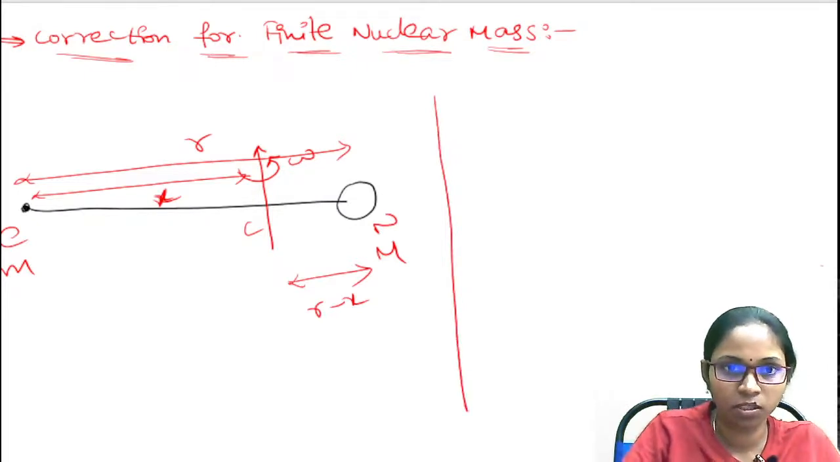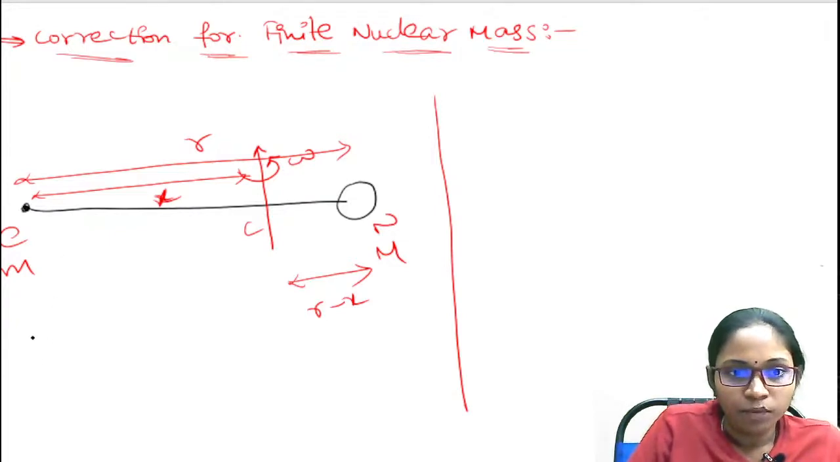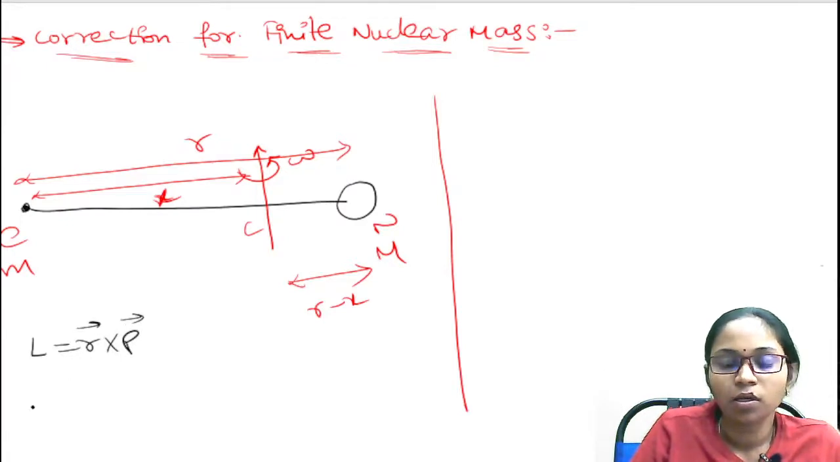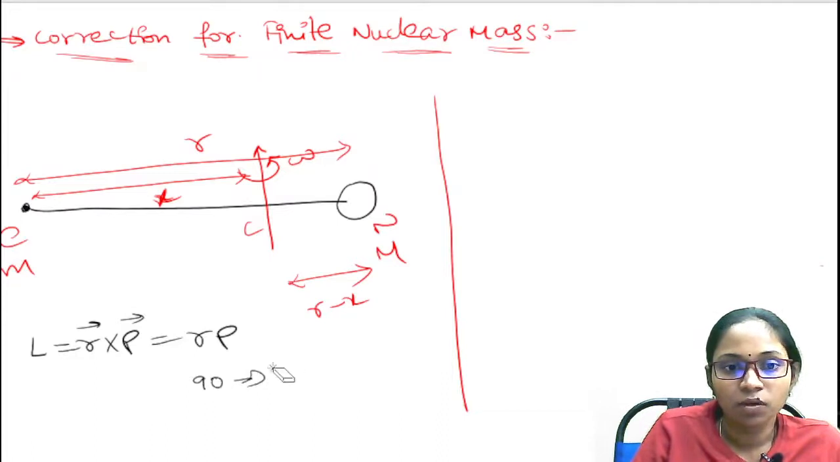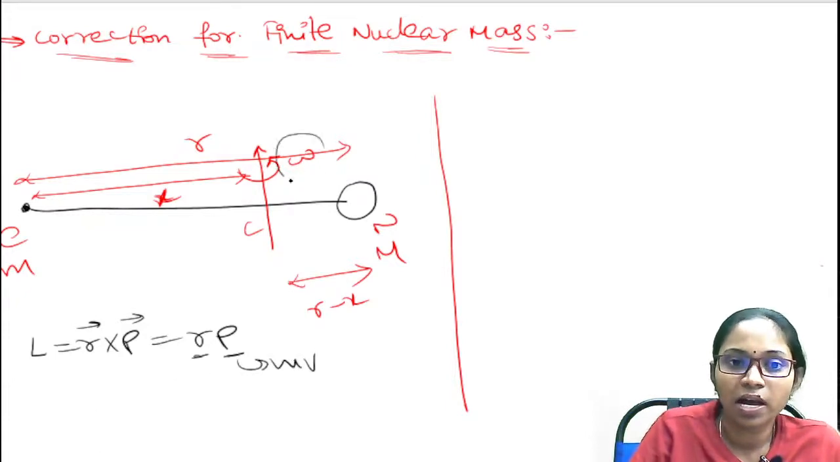I'm changing my pen color. Now, what is the angular momentum? L is equal to r cross p, the position vector into momentum, which is equal to r p sine theta, and as theta is equal to 90 degrees, we are left with r p. I solved this equation in our last class. So the angular momentum is equal to the position vector into the momentum, which is mass into velocity.